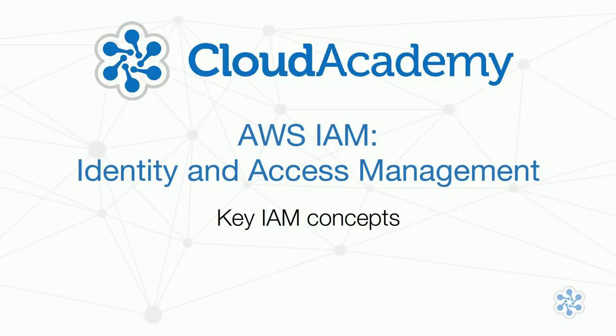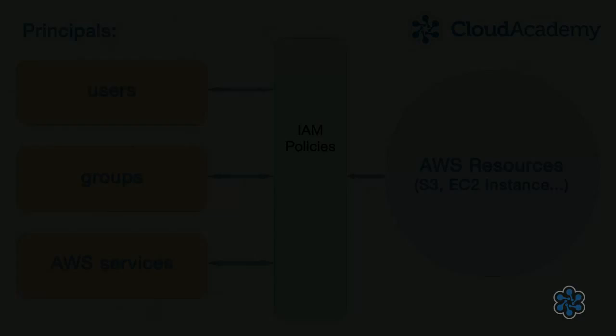In this video, we'll learn about the key basic concepts that drive the IAM system. IAM itself is a centralized way to efficiently control access to your AWS resources. IAM policies precisely define relationships between principals and resources.